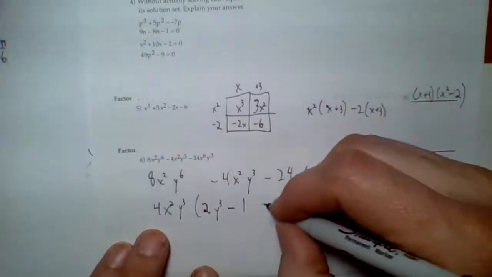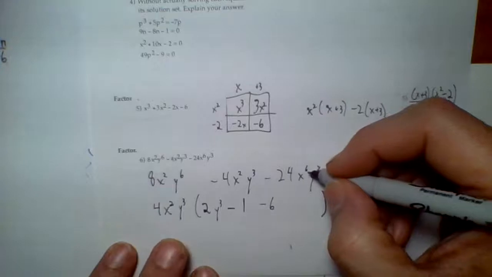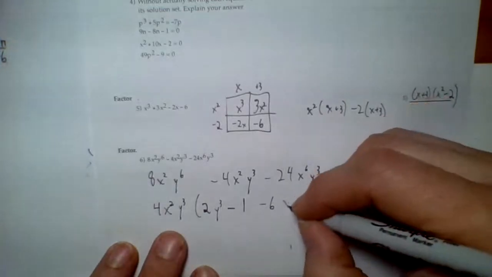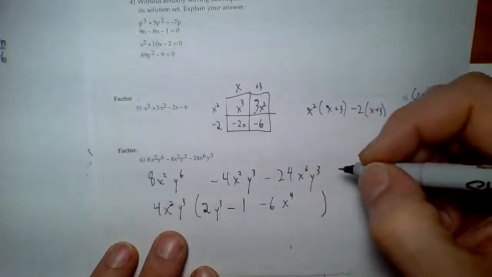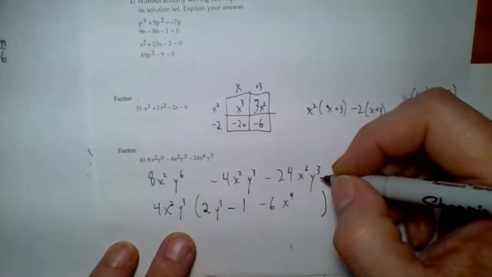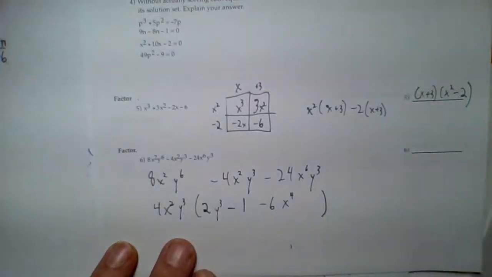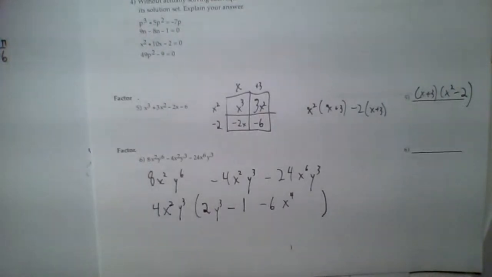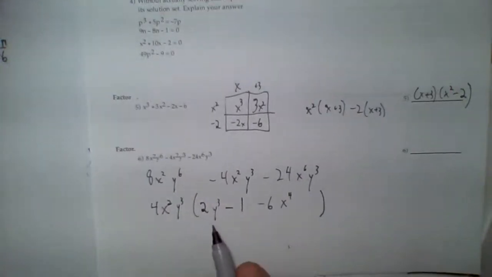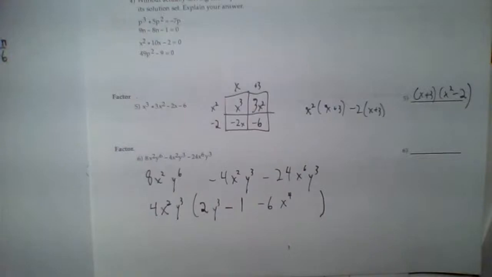Negative 24 divided by 4 is negative 6. X to the 6th divided by x squared, that's subtracting exponents. 6 minus 2 is 4. And y cubed divided by y cubed is 1. So that's it for that term, and that's it for that expression now. I'm left with those three. They're all unlike terms, and there isn't any factoring pattern that's going to work with crazy exponents like that, so it doesn't factor any further.